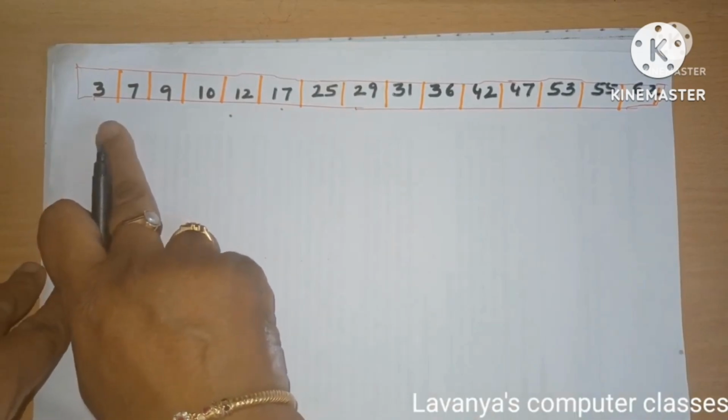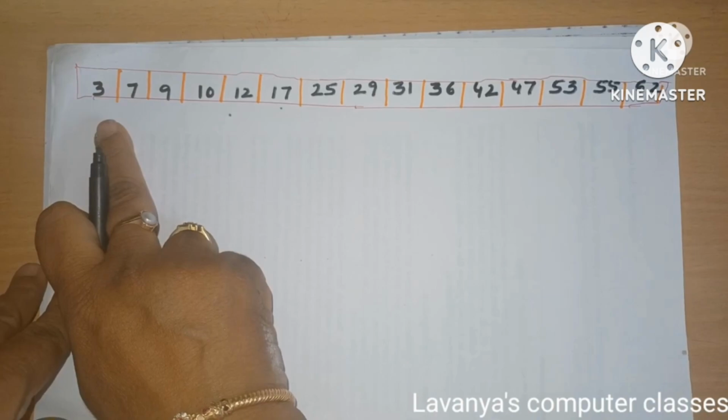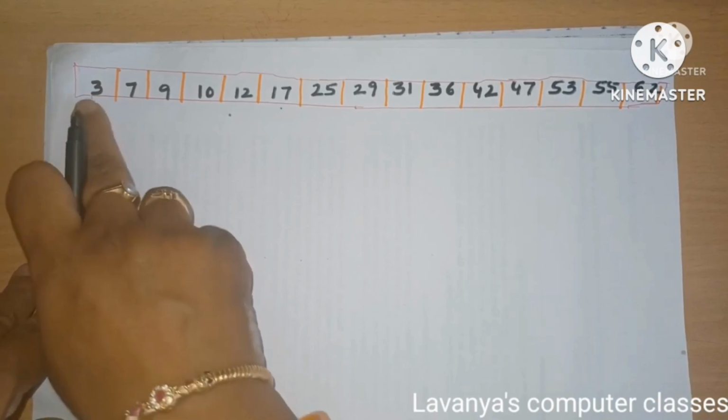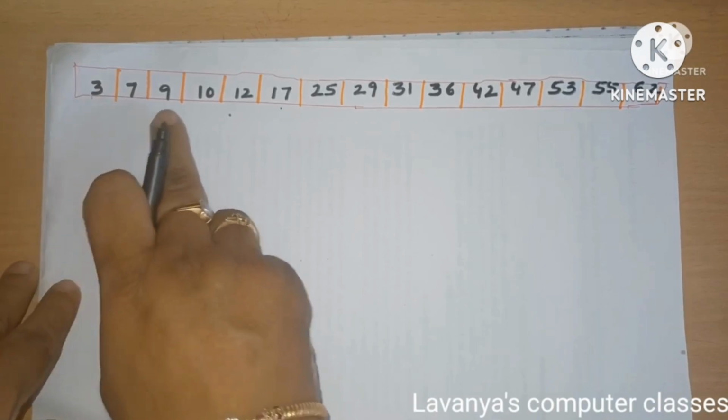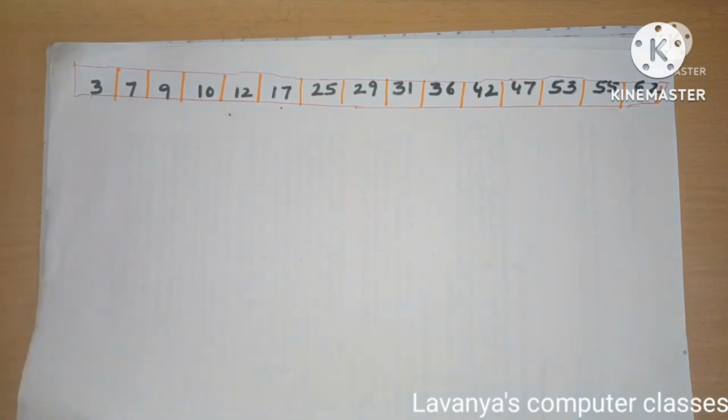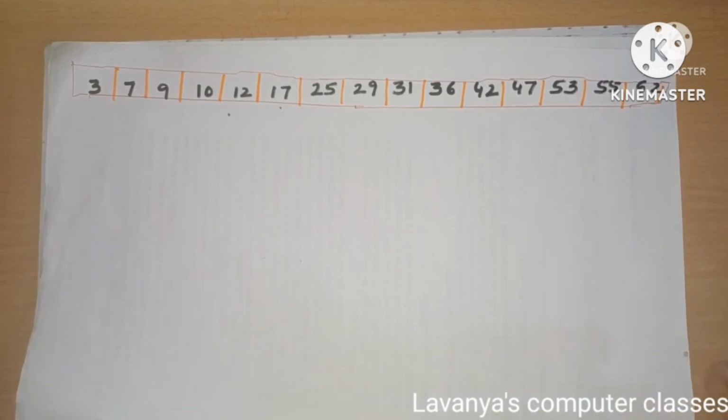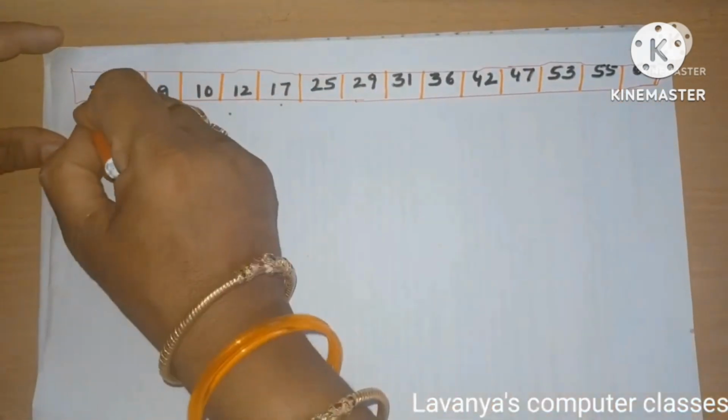And once again I will tell you, in the binary search all elements should be in order. So here I will take the elements 3, 7, 9, 10, 12, all in ascending order, and then 25, 29 like this. So first I will take the array form, and first find the positions also.